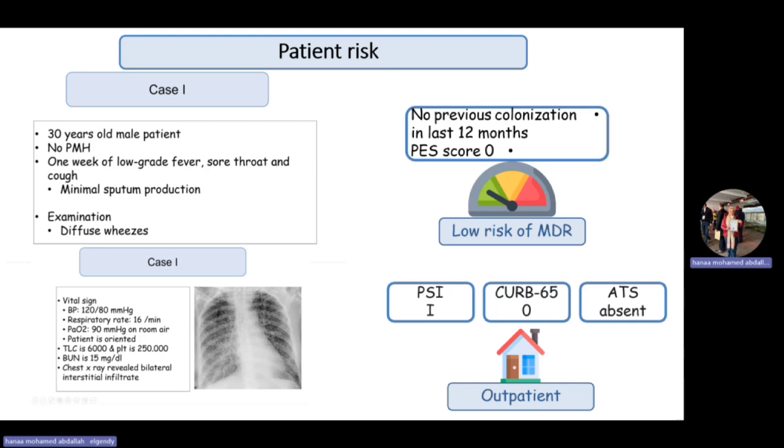So if we discuss the first case, as we said, it is a 30 year old male patient with diffuse wheezes and bilateral infiltrate, no previous colonization. The PACE score is 0. So PSI is 1, group index is 0, and ATS is absent. So this patient has a low risk and could be managed as an outpatient. This is case number 1.